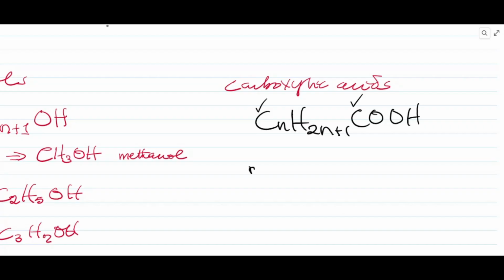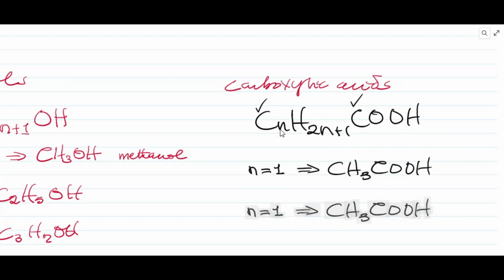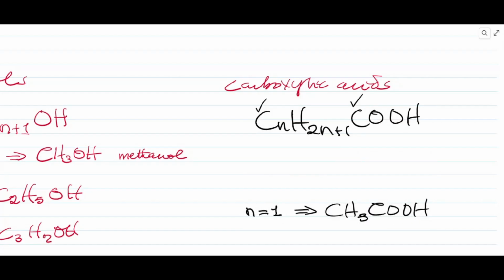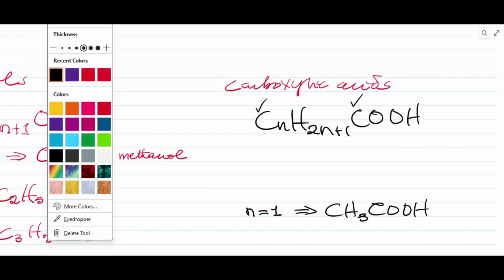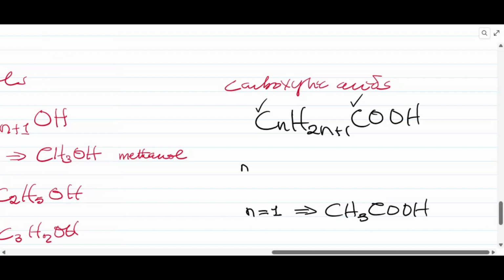So let's just go. If n equals 1, what is the family member we are going to generate from this? It will be C, 2 times 1, 2 plus 1, that's 3, CH3COOH. In this case, we have ethanoic acid, and ethanoic acid means there are 2 carbon atoms present. So there's a family member before the ethanoic acid where there is only one carbon atom, and that should be methanoic acid. So what is the formula for methanoic acid?